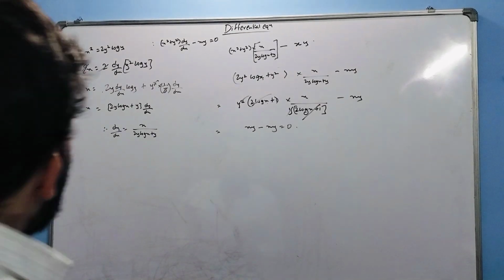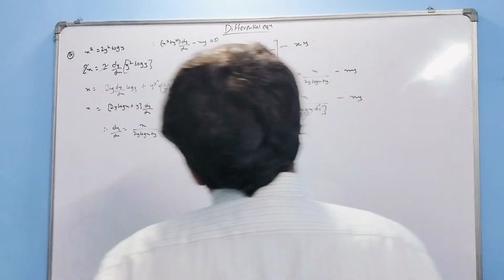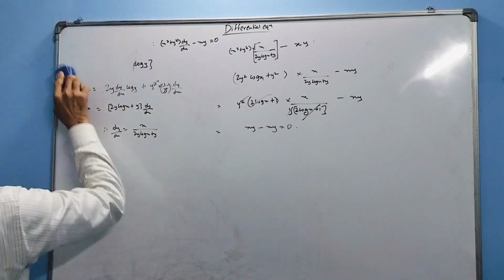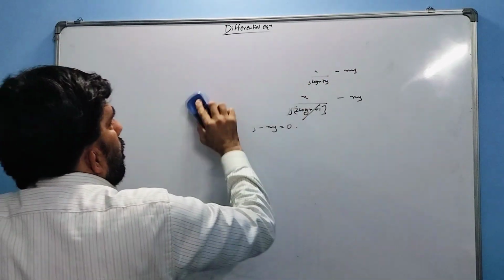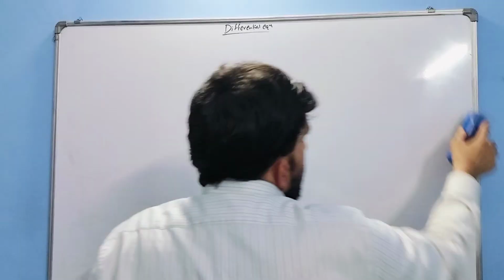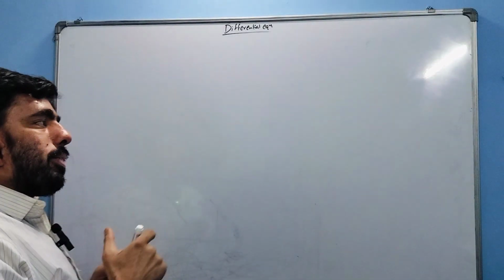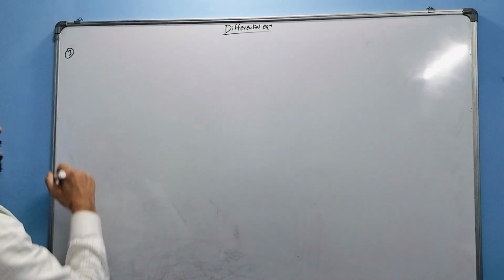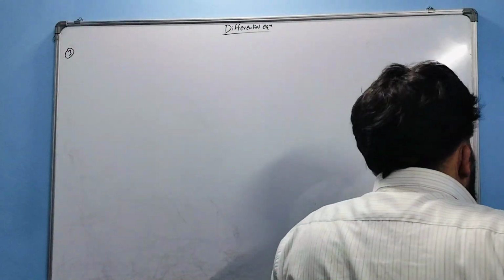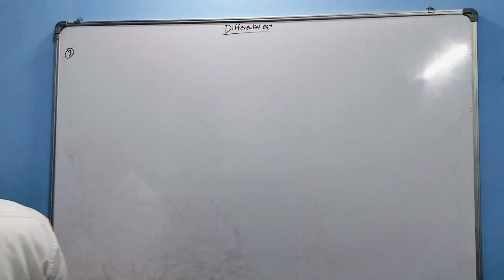Now let us try to solve the third question. We have just solved only two numericals. Now we will try to solve the third question from the miscellaneous exercise. Let us see what the third question says.